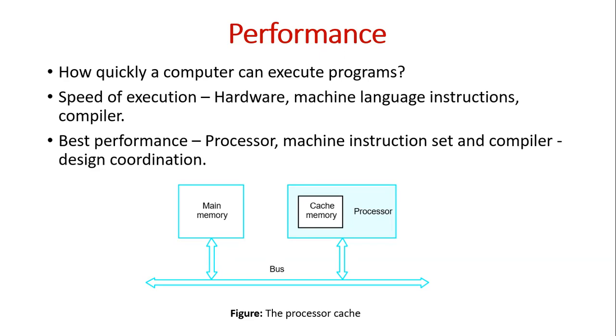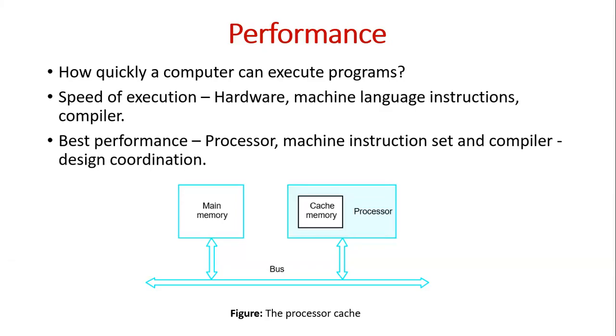As we have said already, how quickly a computer can execute programs is a crucial question which needs to be answered, and that does not depend on one factor. Actually, it depends on several factors. Speed of execution basically depends on all the hardware components of the computer, because as we already discussed, different hardware components work at different speeds, and also it depends on the machine language instructions.